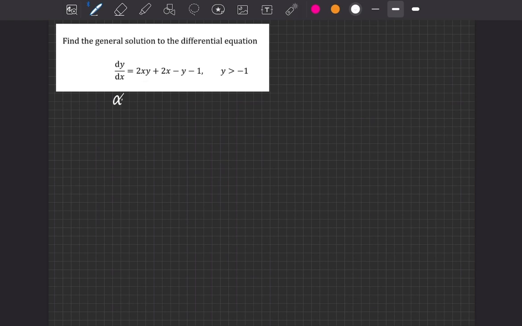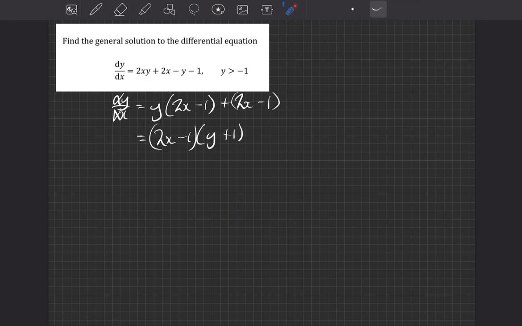So we'll have dy/dx, and now the 2xy and the y both contain a y, so we're going to have y lots of 2x minus 1, and then what's left over is another 2x and a minus 1. And what we can see now, if we put brackets around this bit, we can factor out a 2x minus 1. And we'll see the other bracket then is going to have y and a plus 1, where the plus 1 forms this second one over here.